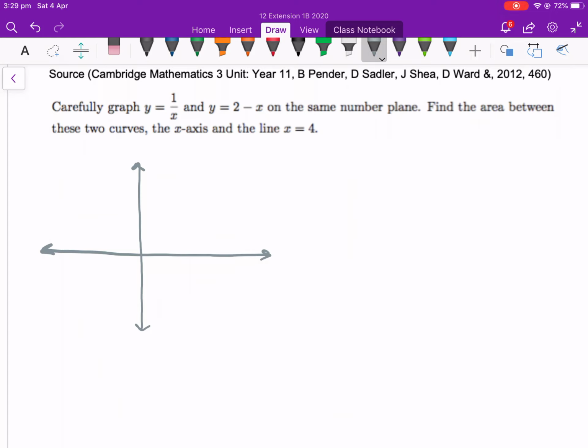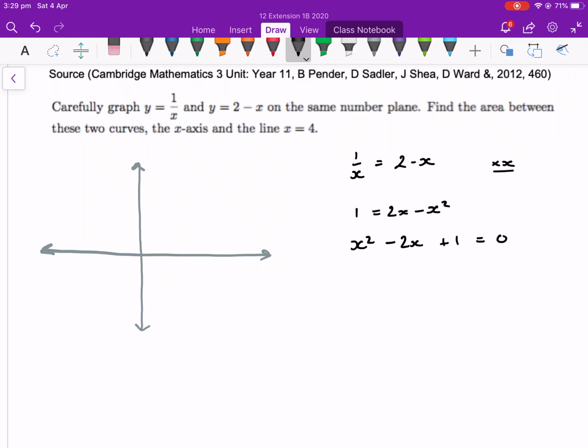And then what we need to do is graph these. What's going to be quite important, first of all, is we need to find out where they actually meet. So let's solve these simultaneously. So 1 on x equals 2 minus x. We're going to times across through by x, so we get 1 equals 2x minus x squared. Now we've formed a quadratic, so we're going to rearrange this. I'm going to make x squared positive, so I'm going to bring that over to the left hand side. I need to bring over the 2x, so we get x squared minus 2x plus 1 equals 0.